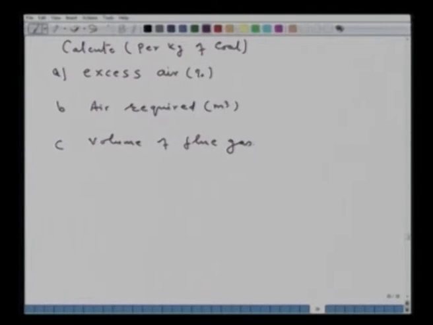Volume of flue gases or products of combustion, on weight basis, in meter cube at NTP and STP. That is what you have to calculate. Now, as I already illustrated one problem, I straight away give you the answer, so when you calculate, you can match.